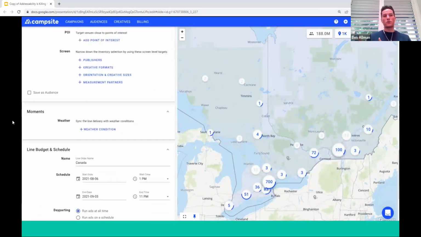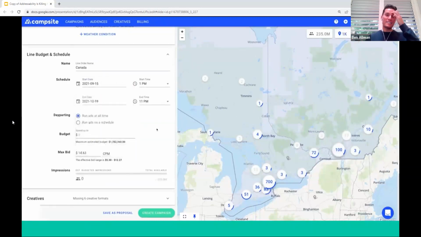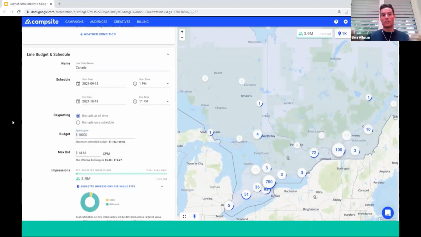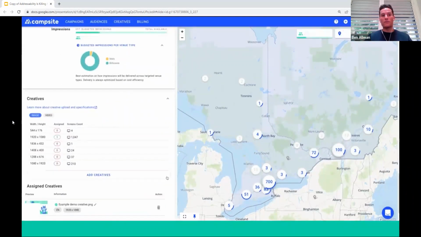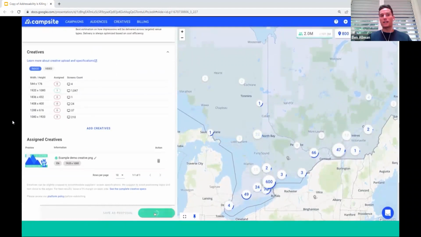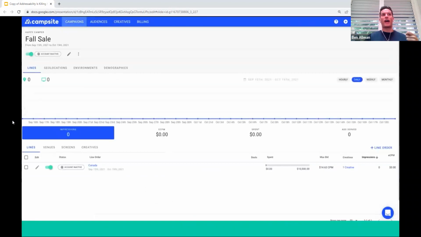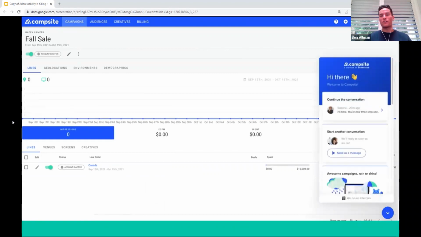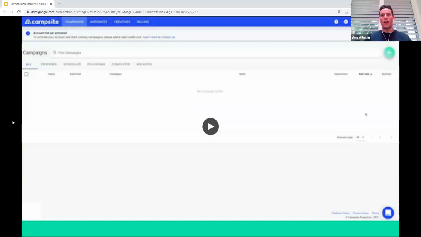And then finally, what we want to do is set the parameters around our campaign. So we're entering the start date, the end date, our budget, how much we're looking to spend, our CPM, and then finally upload creatives, and off we go. Once the campaign starts running, we've got access to comprehensive, transparent, and clear reporting, all within our real-time dashboard as well. And if you need any help at any time, you can do that within the platform. So that's it in a nutshell in regards to Campsite.